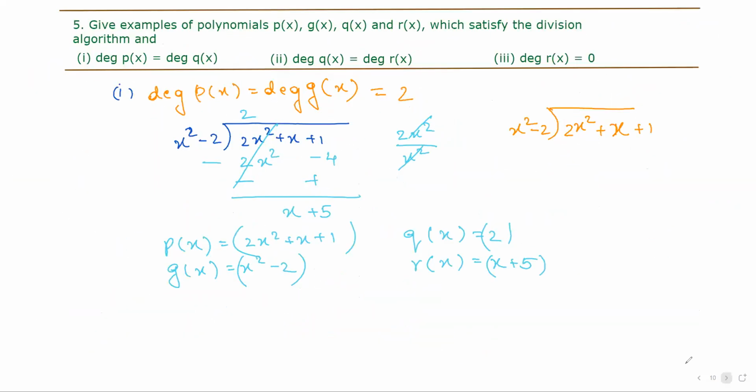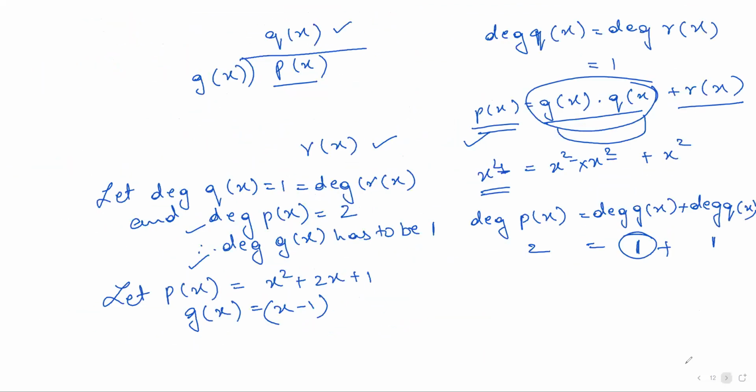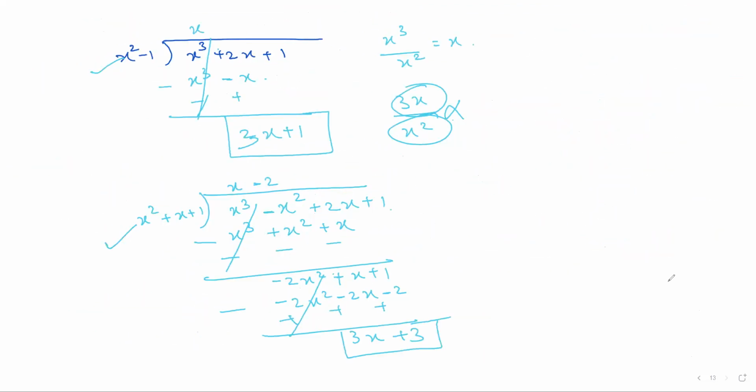The next condition is degree of r of x is equal to 0. Degree of r of x is equal to 0, that means you should get a constant in the remainder. So let's consider an example. Now, degree of r of x being 0 does not mean the value of r of x is 0, but you can consider r of x as 0. If r of x is equal to 0, 0 is a constant, which means your degree is by default 0. But let's say we need a numerical value.